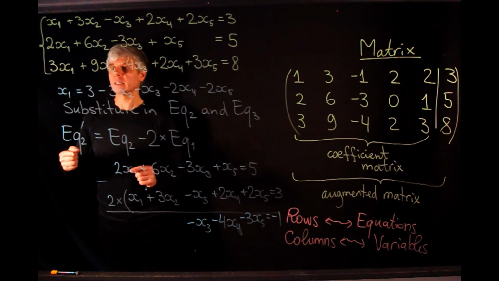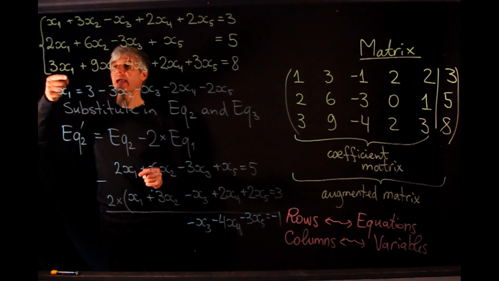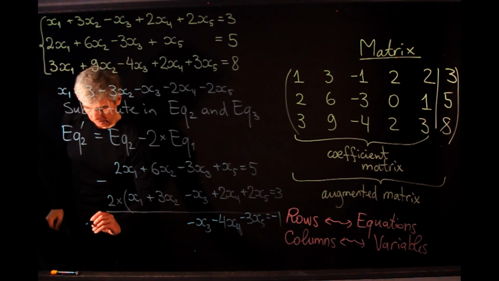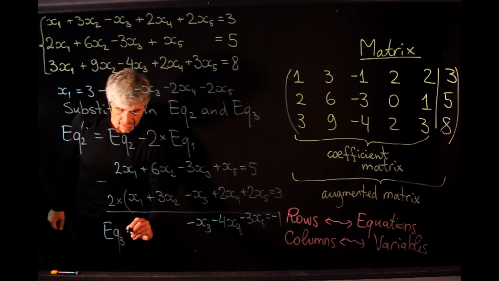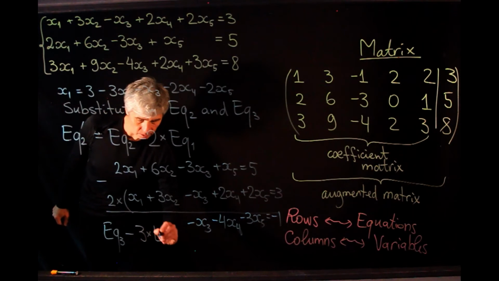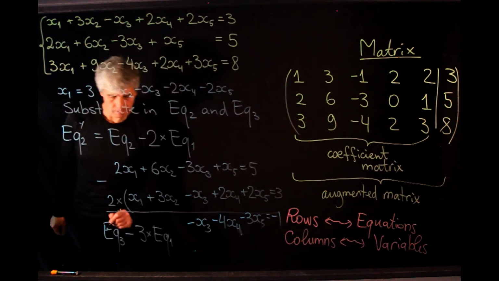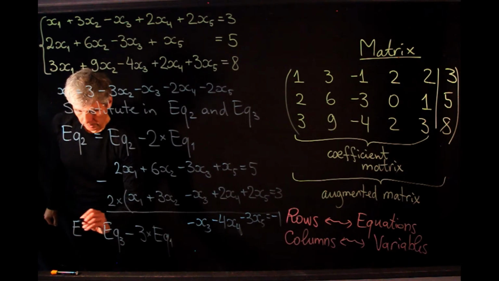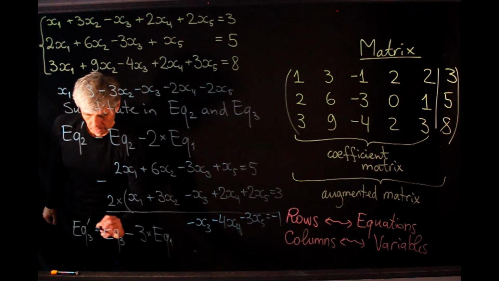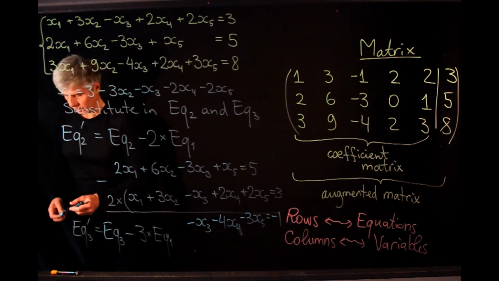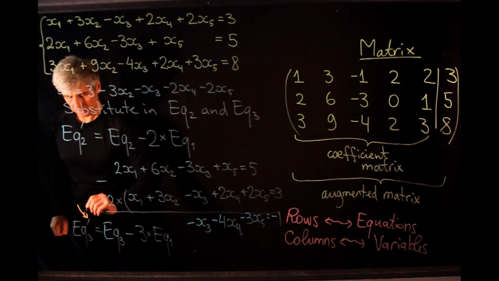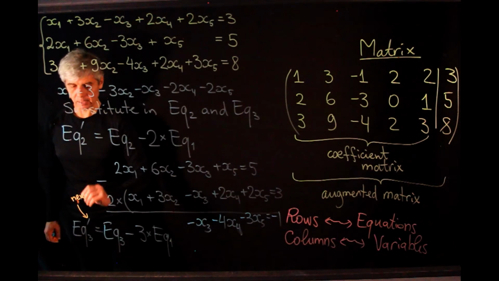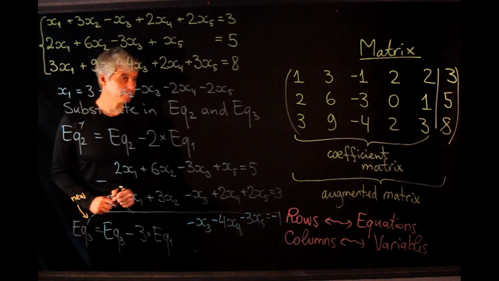So likewise, to eliminate x1 from the third equation, we should take equation 3 and subtract 3 times equation 1. And this will become a new equation 3. So here, the prime indicates that this is our new equation.